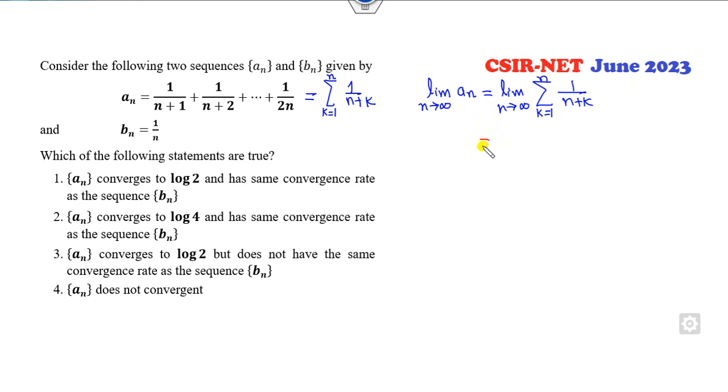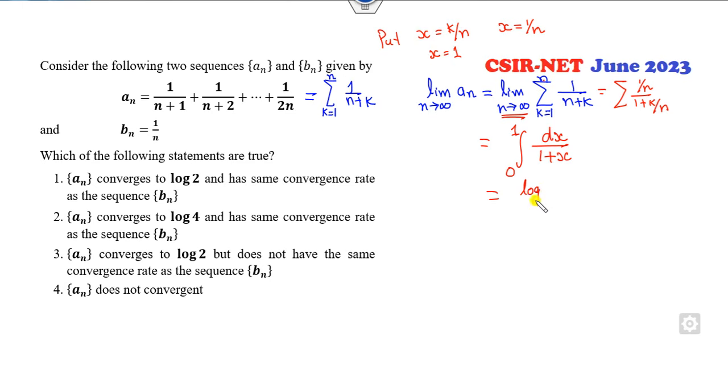So how can you solve this? As I mentioned earlier, I can change it into an integration. How? I can divide by n on both sides. Fine. If I put x as k over n, then this is dx over 1 plus x. When k is equal to 1, x will be 1 over n, and as n approaches infinity it is 0. When k is equal to n, x will be 1. So what is the answer of this? It's log of 1 plus x from 0 to 1. It is log of 2, which is a finite number. So what does it mean? An is convergent. The last option is cancelled out. It converges to log of 2. This option is also cancelled out.